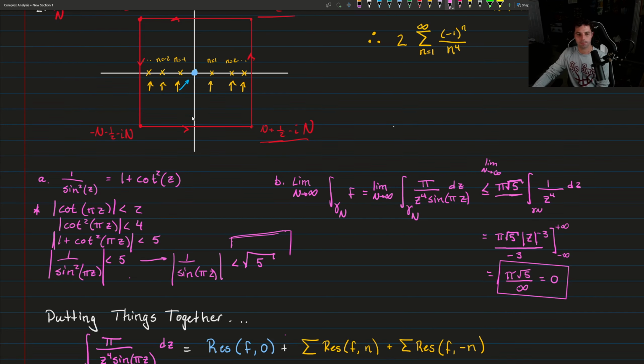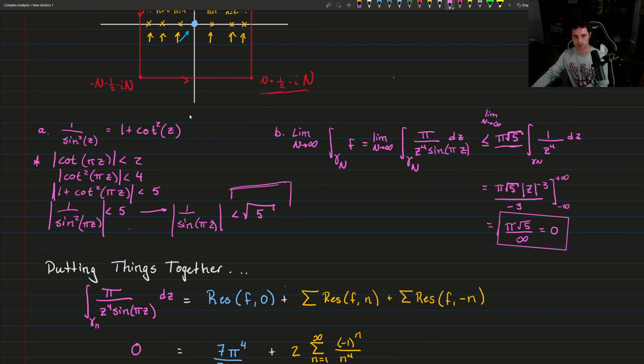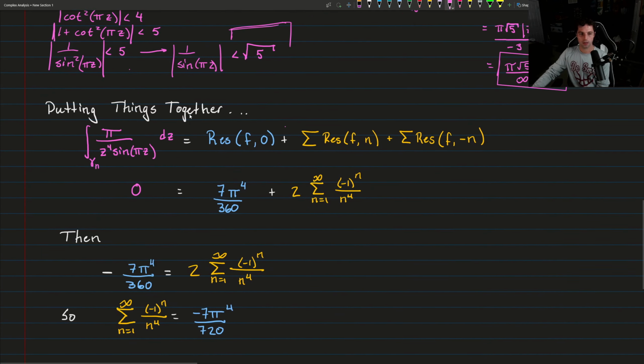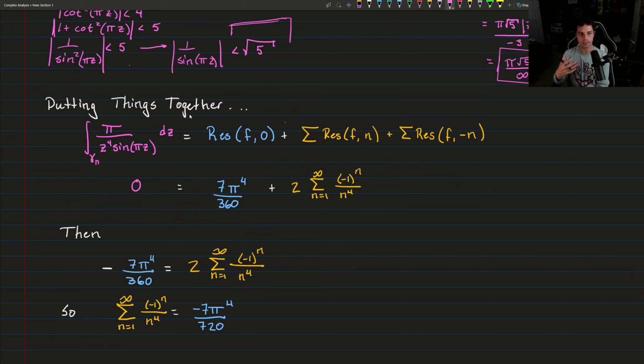Okay, so putting things together, this is the last little bit. Our formula says that the integral over that gamma is going to be equal to the sum of the residues. One of those, the gold residue, is the one we're really looking for, and we have the other two. The part in pink, that integral, is going to be equal to 0. The part in blue, that residue at 0, is 7 pi to the 4th over 360. And then we had two sums from n equals 1 to infinity of negative 1 to the power of n over n to the 4th.